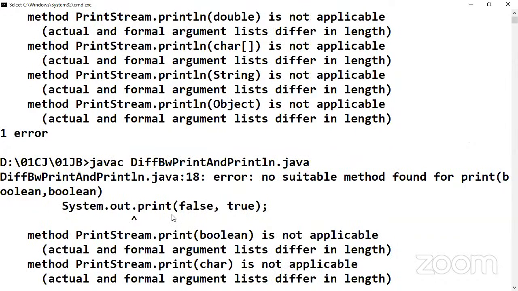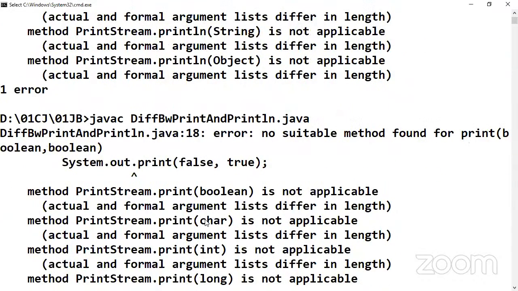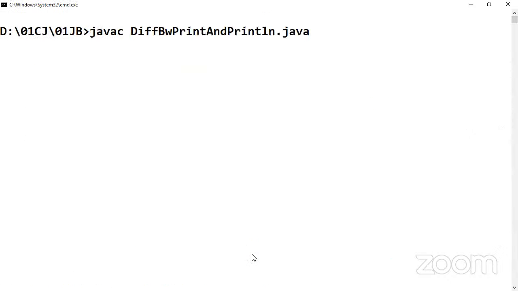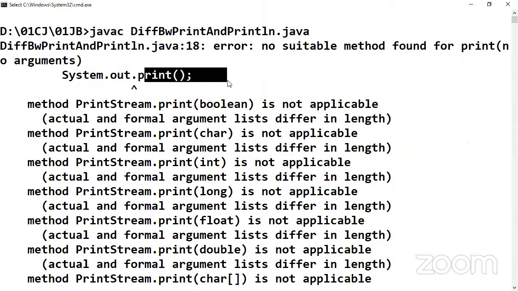Here I want to print one new line, but here what should I print? That's why there is no print empty method. So tell me, can I call the print method with no parameter? No. Save it, clear screen, compile, the compiler will throw an error. No parameter print method is not available.